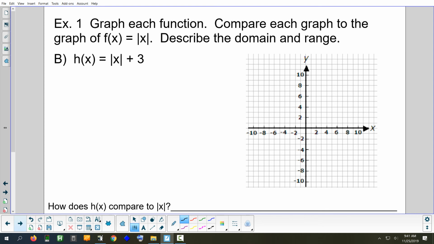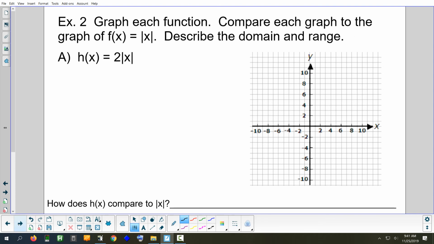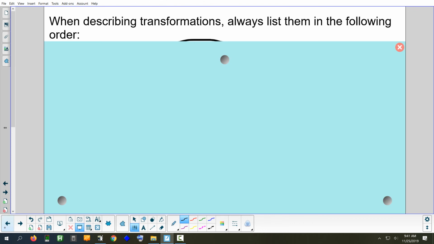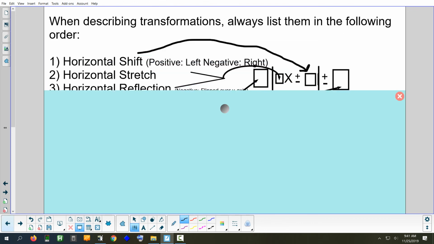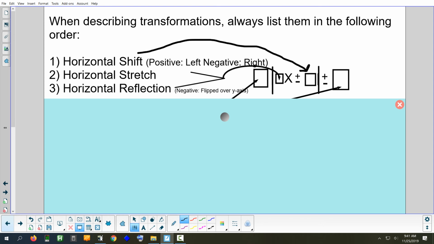This one has one thing that's happening to it, a +3. Your job is just going to be to tell me what that +3 does. This one has a 2, just one number. All I'm going to want to know is what does that 2 do? That's a 2 in front of the absolute value. So this chart is going to tell us what happens if you put a 2 in front of the absolute value. Okay, so let's take a look at it. So we'll start with the first 3.